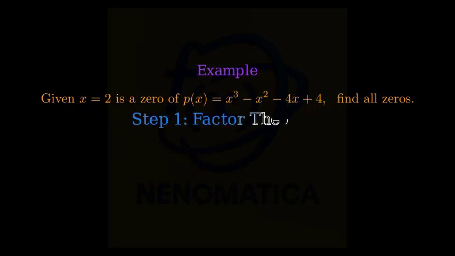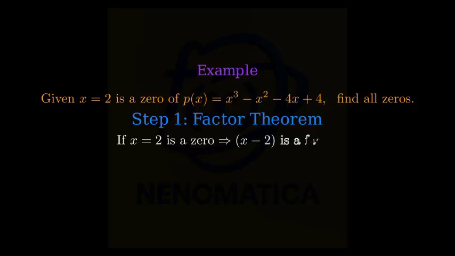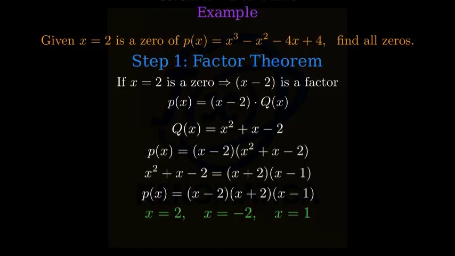Step 1. Factor theorem. Because x equals 2 is a zero, the factor x minus 2 must divide p of x. That is, p of x equals x minus 2 times q of x for some quadratic q of x. Next, we will find q of x using synthetic division. Reading the bottom row, the quotient coefficients are 1, 1, and negative 2. Therefore, the quotient polynomial is x squared plus x minus 2. So p of x equals x minus 2 times x squared plus x minus 2.